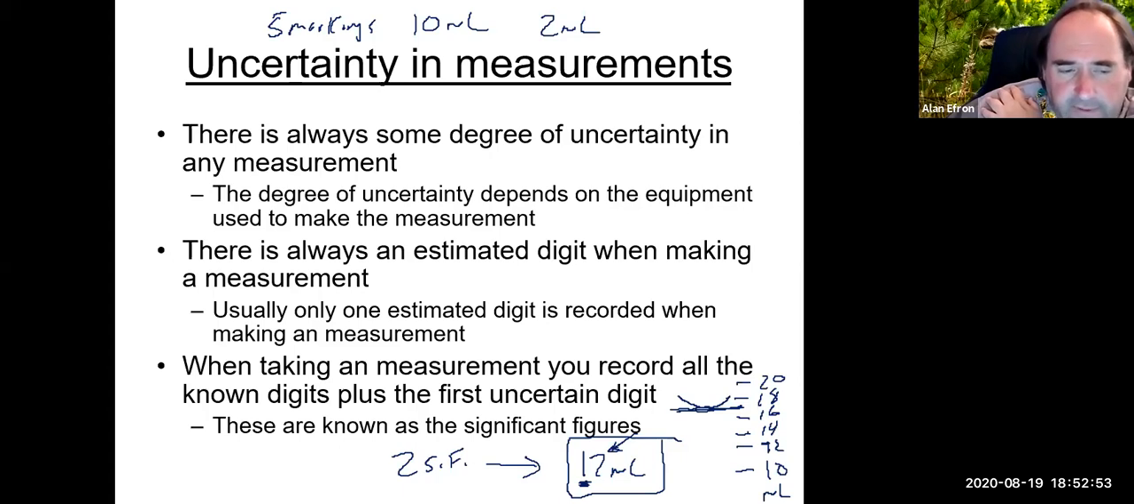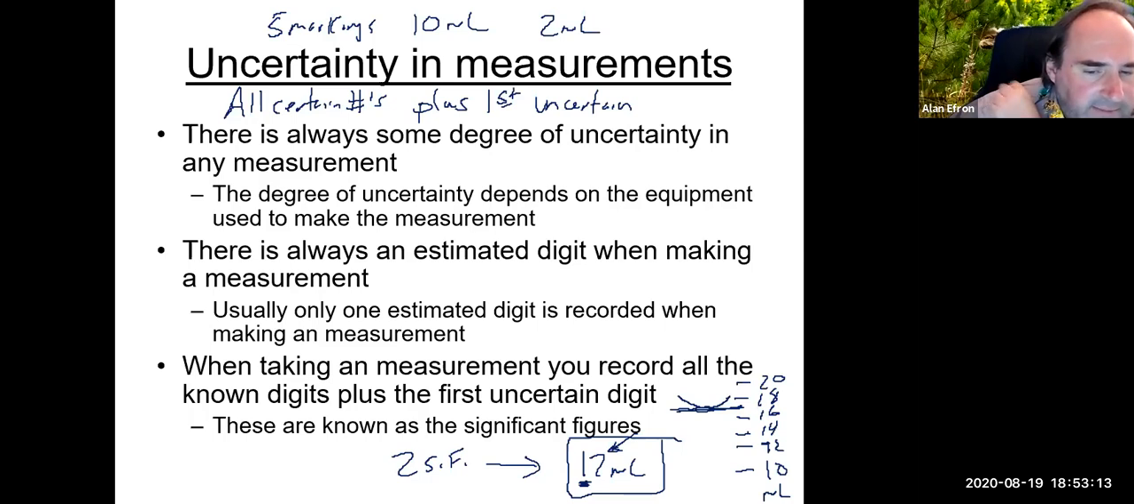So whenever you take any type of measurement, any type of reading, you should always record all of the certain numbers plus the first uncertain number. And that is basically what makes up significant figures. So always all the certain numbers, and those are all the numbers that no matter what, everybody will agree upon. And then you should record that first uncertain number, and that is the significant figure. So you want to record all those numbers in each case.